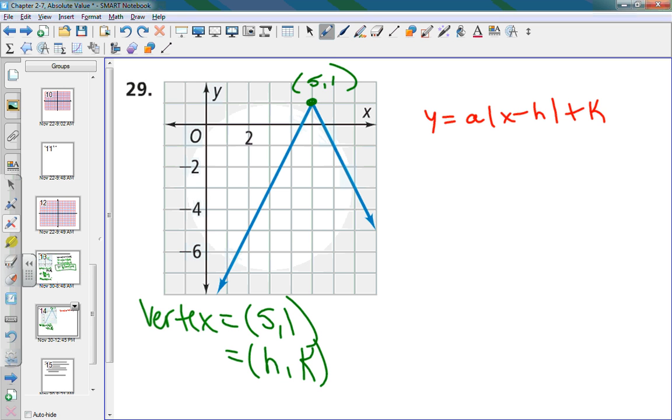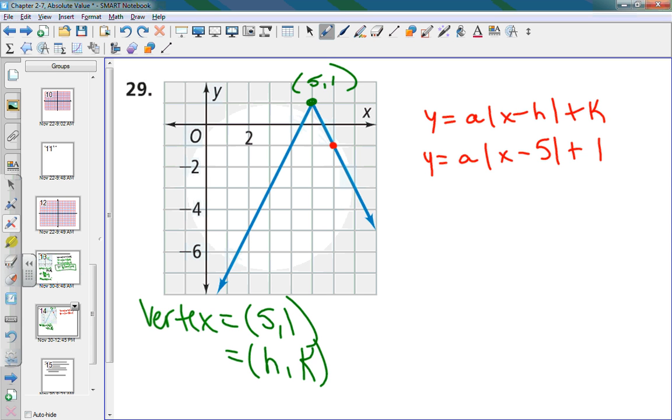So if I come over here and write down my formula, what can I plug into my formula now? H and K. So Y is equal to A times the absolute value of X minus H, 5. And what's K? 1. Excellent. Now how do I find A? You've got to find another point on the graph. So if I find another point on the graph, that puts me right there.